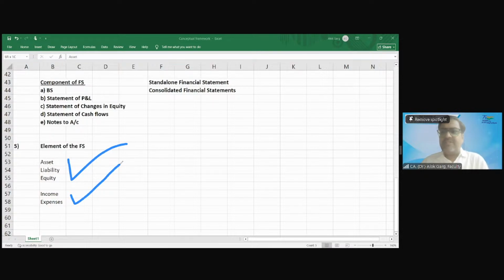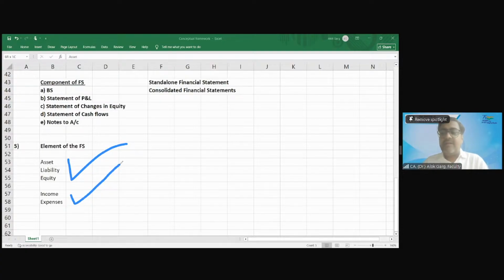Have you purchased this item? You are saying yes. Do you have control over this item? Yes. Then the next question is, do you have the right? Yes. Right to use? Yes. Right to sell? Yes. Right to pledge? Yes. Right to lease? Yes. Right to gift? Yes. Whether this chair will produce future economic benefit?